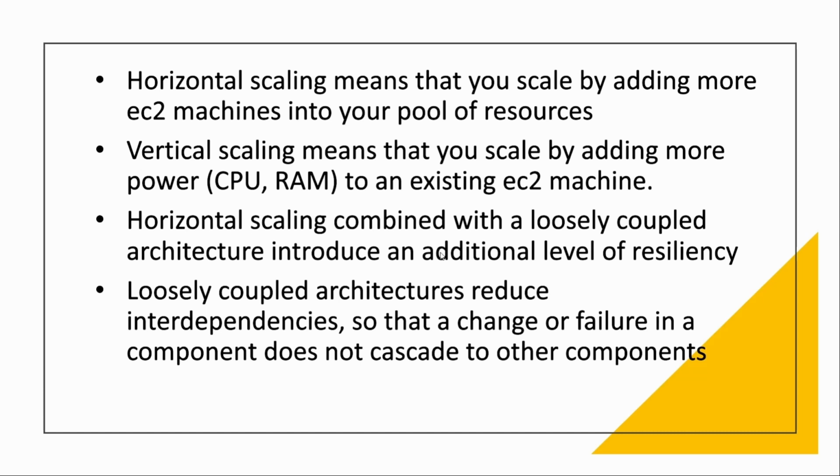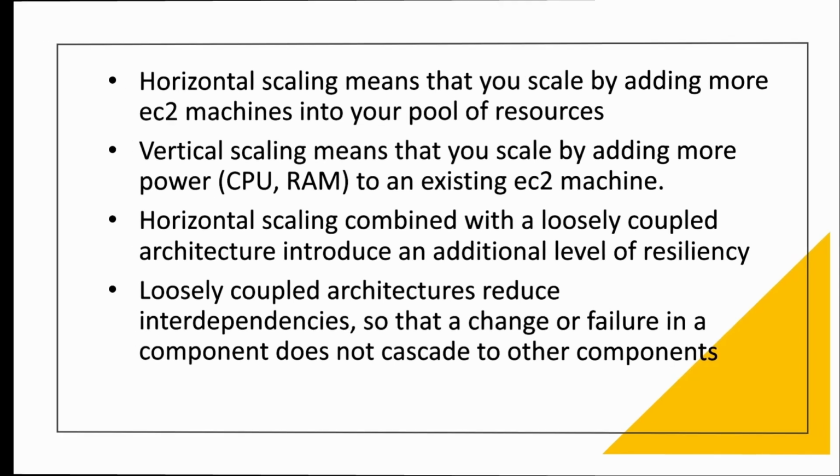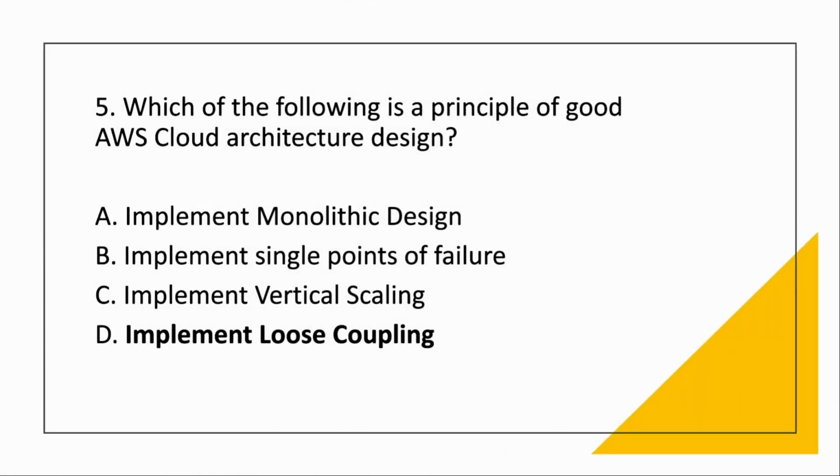Horizontal scaling combined with a loosely coupled architecture introduces an additional level of resiliency. So what does loosely coupled architecture say? It reduces the interdependencies, so that, like you have microservices, one change in one microservice will not affect the other. It should be independent, with very few interdependencies, so that it will not cascade failure to other components. So that is a better design of AWS cloud architecture.